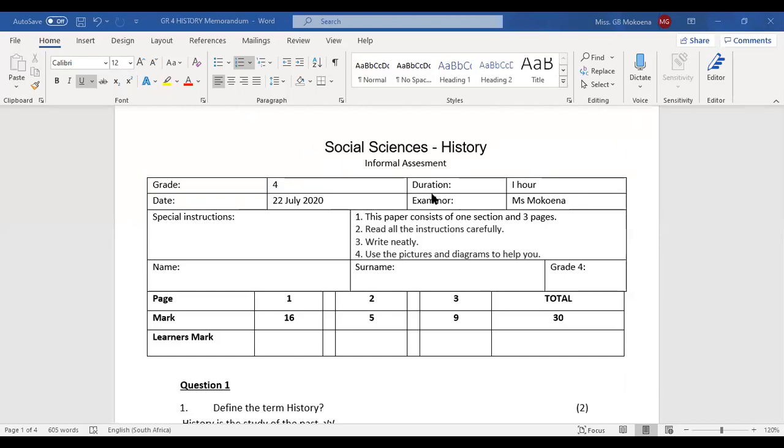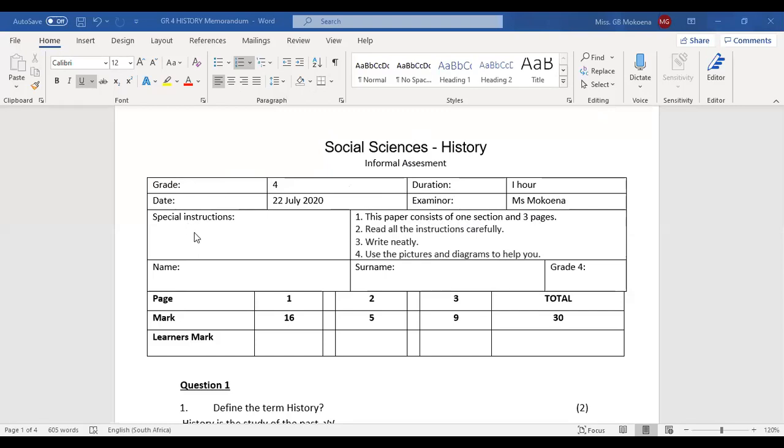So this is the social science history paper for informal assessment, for grade 4. The duration was only 1 hour. It was written on the 22nd of July, last week, and the paper was set by me.